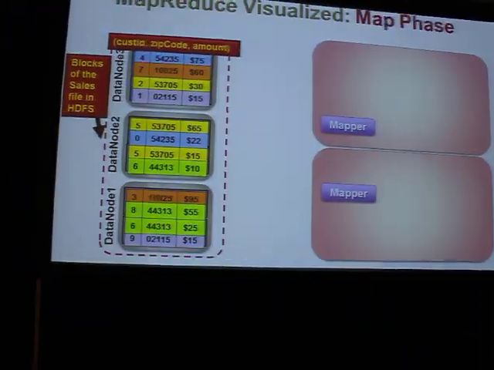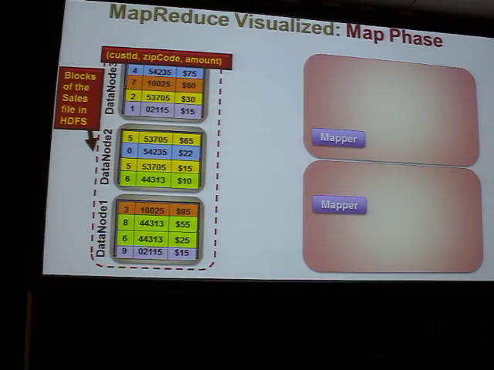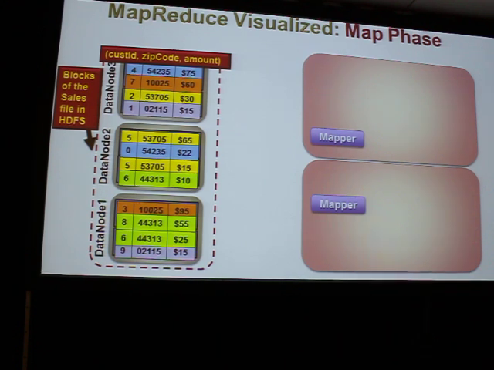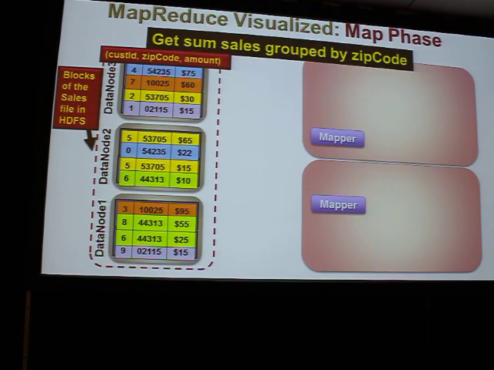Let's look at how this actually works. I created an artificial environment where we have a MapReduce job that we're going to visualize. I have three data nodes. On each data node, I have two blocks. Each block has two rows of data in it. They look like rows, but they're just file records. It doesn't matter. We have two mappers, and we need to get the sum of sales grouped by zip code. Seems fairly simple.